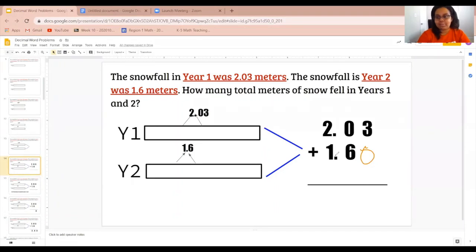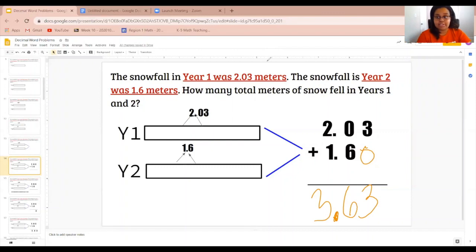Okay. So starting in my hundredths place, I know that 3/100 plus 0/100 is equal to 3/100. Moving on to the tenths place, I know that 0/10 plus 6/10 is equal to 6/10. I'm going to remember to bring my decimal down. And then finally, moving on to the ones column, I know that 2 1s plus 1 1 is equal to, you've got it, 3 1s. So now I found my answer to this problem.